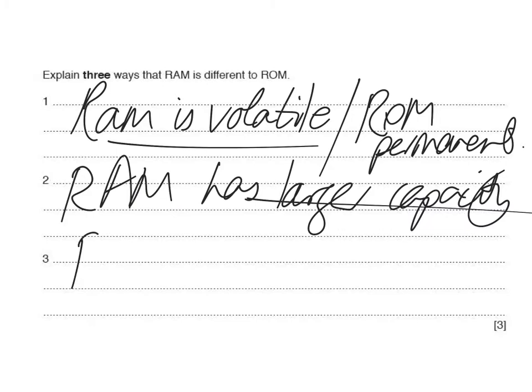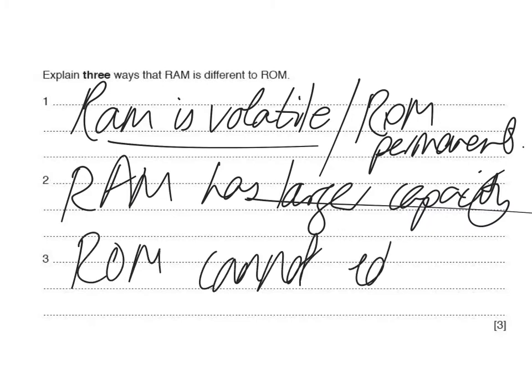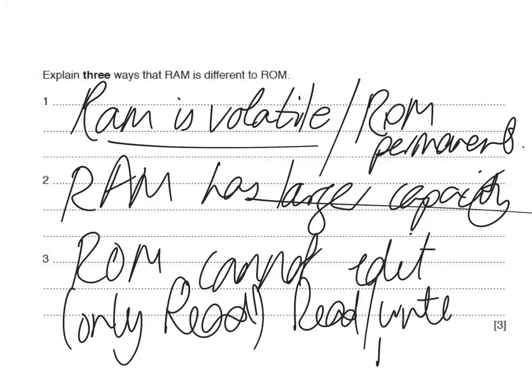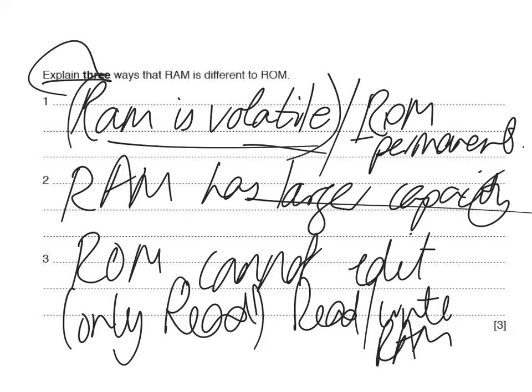And let's see, ROM cannot be edited, you can only read from it, and you can obviously write to RAM. So be careful when you're explaining, you need to give both sides. So saying RAM is volatile doesn't tell us about ROM. Very important that you give both sides to the explanation.